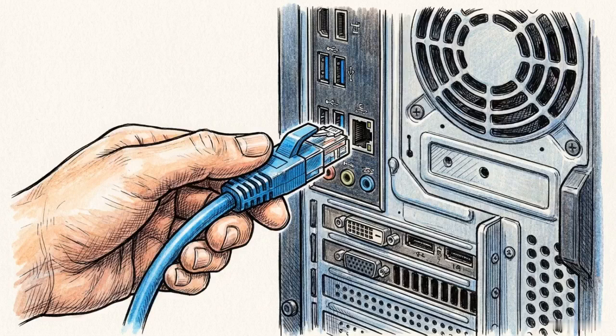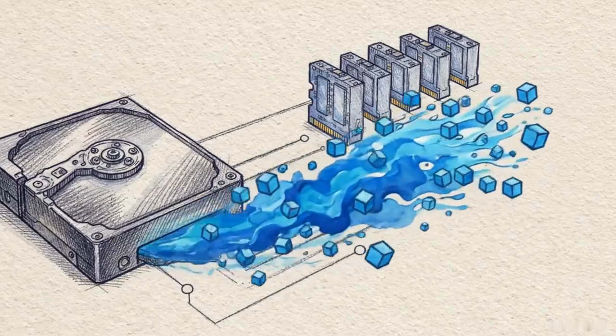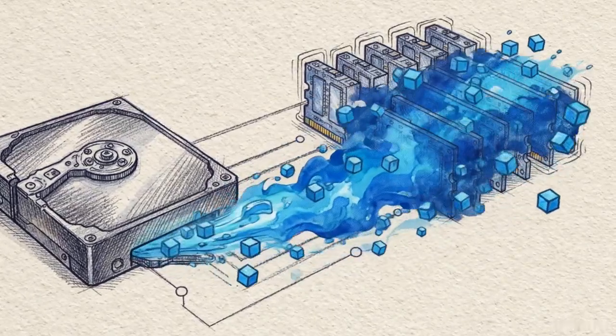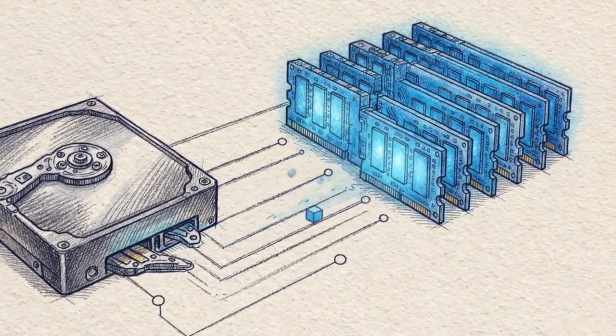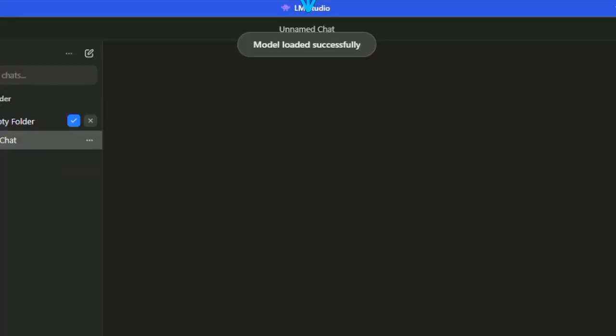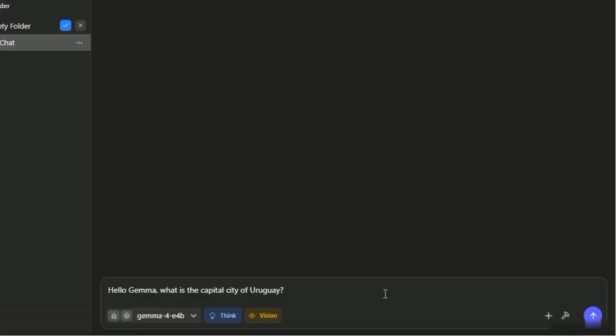The most common mistake new users make is opening a chat window and immediately typing a prompt. Nothing will happen. Before the system can process your text, it needs to move that 6 gigabyte model file from your hard drive into your system's live memory. Click the top center drop-down menu and select the Gemma model to begin loading. Watch the top of the screen. Once you see Model Loaded Successfully, the AI is staged in memory and ready for interaction.